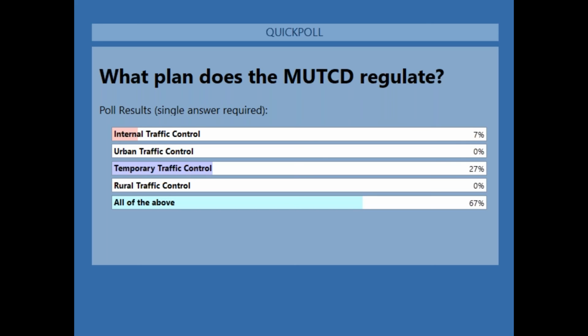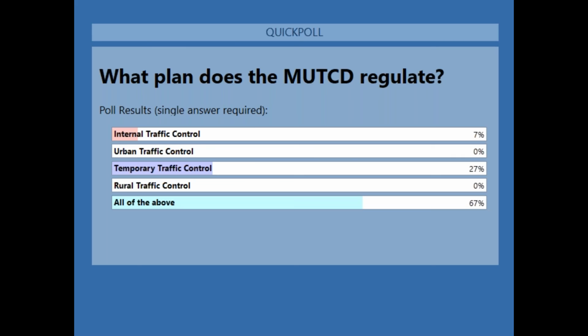Hold on one second, Robinson. Go ahead and put that up. I'm just going to give you the results of the poll. So 7% said internal traffic control. No one chose urban traffic control. 27% said temporary traffic control. 0% said rural traffic control, and 67% voted for all of the above.